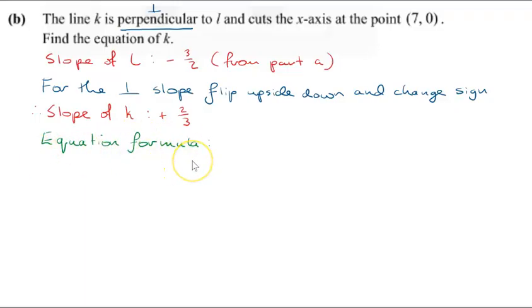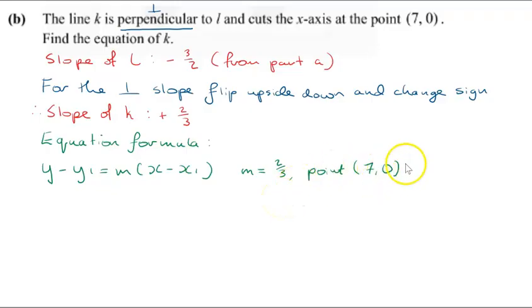So the equation formula is y minus y1 is equal to m times x minus x1. So this is in our formula book. In the formula, you can see we're looking for an x1 and a y1. So we're looking for a point, and the point must be on the line. And we're given that in the question, 7, 0. And we're also looking for m, which stands for the slope. And we have the slope here, it's 2 over 3. So the m is equal to 2 over 3. That's the slope of the perpendicular line.